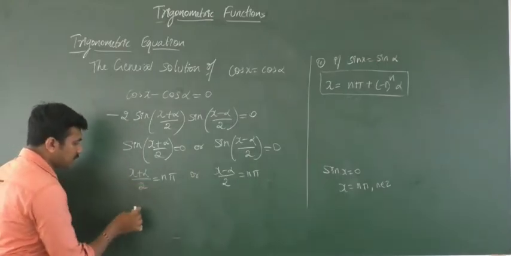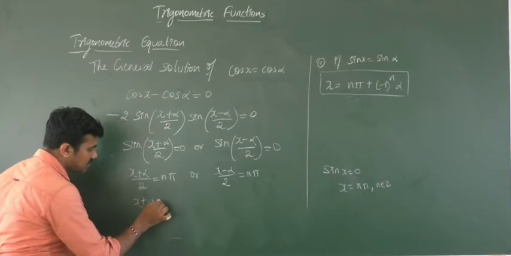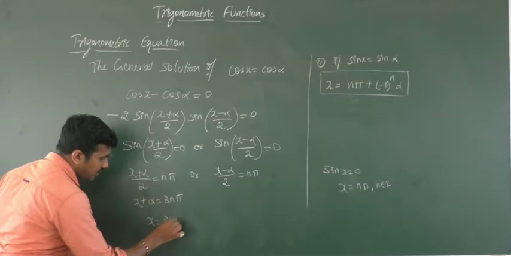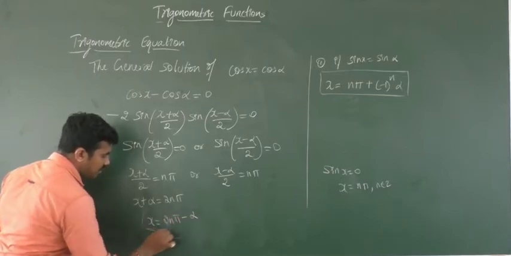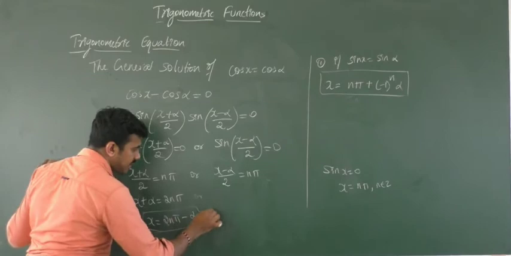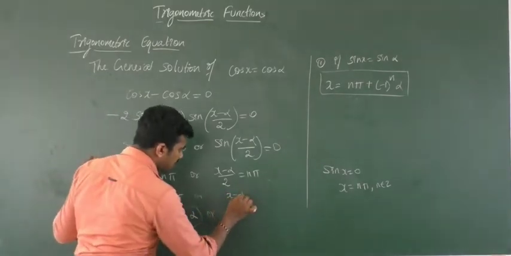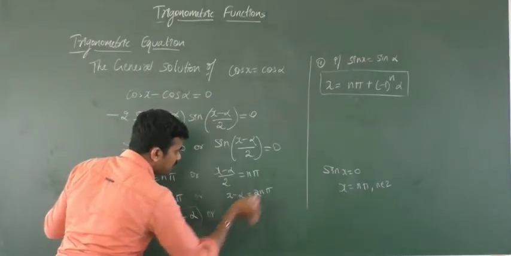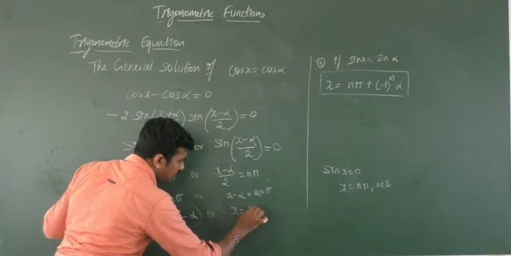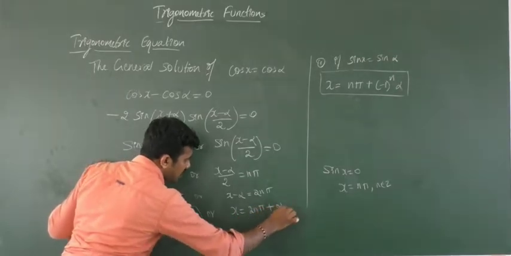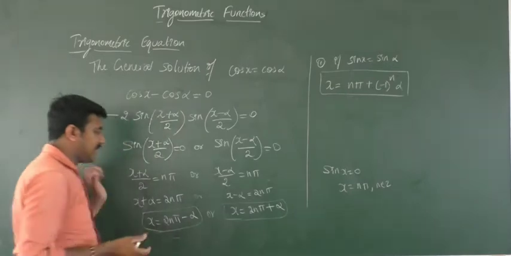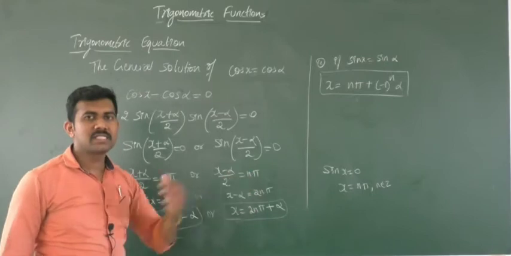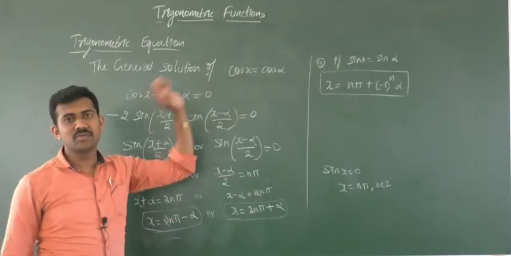Now cross multiply, then what will we get? x plus alpha is equal to 2n pi, or x is equal to 2n pi minus alpha in this case. Second case: x minus alpha is equal to 2n pi, or x is equal to 2n pi plus alpha. So either x is equal to 2n pi minus alpha or x is equal to 2n pi plus alpha whenever cos x is equal to cos alpha.